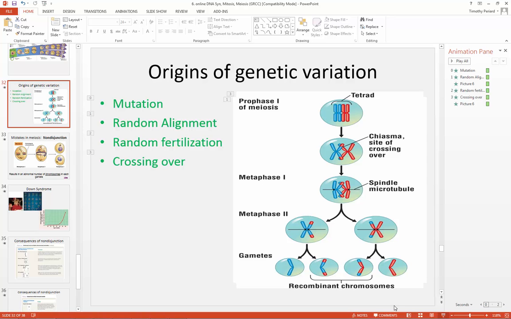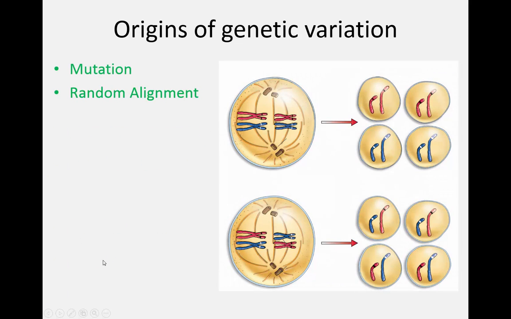So mutation, genetic mutation, random alignment, or independent assortment. Random fertilization basically means any one sperm fertilizing any one egg.